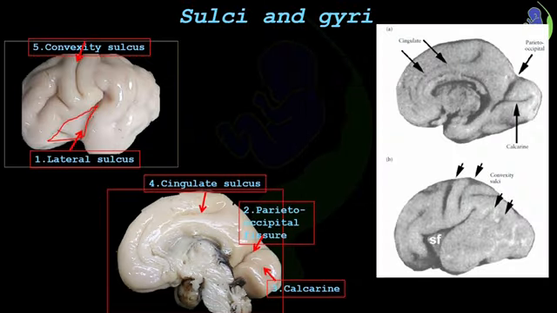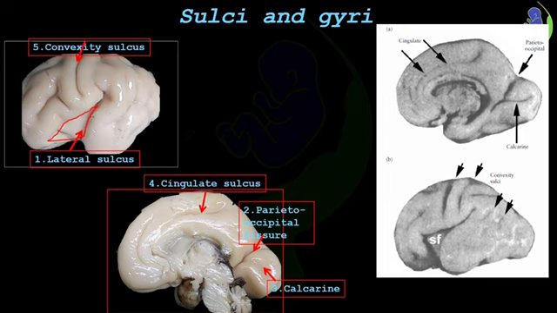In this slide, we are going to see the five major sulci and fissures that are essential to assess cortical maturation in the fetus. The first one is the lateral sulcus, also known as the Sylvian fissure. This is the earliest sulcus to appear, and it serves as an important anatomical landmark. The second one is the parieto-occipital fissure. This separates the parietal and the occipital lobes.